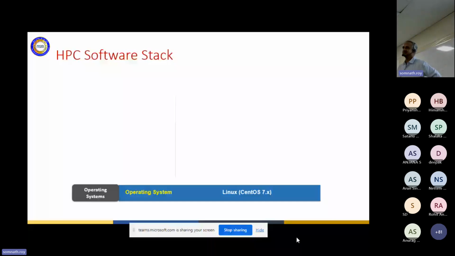That is the thing. Another question: why CentOS? Why not another distribution of Linux? Anything you can use, Fedora, you can use. So what I'm saying is this is what we have made. We have decided on using this.